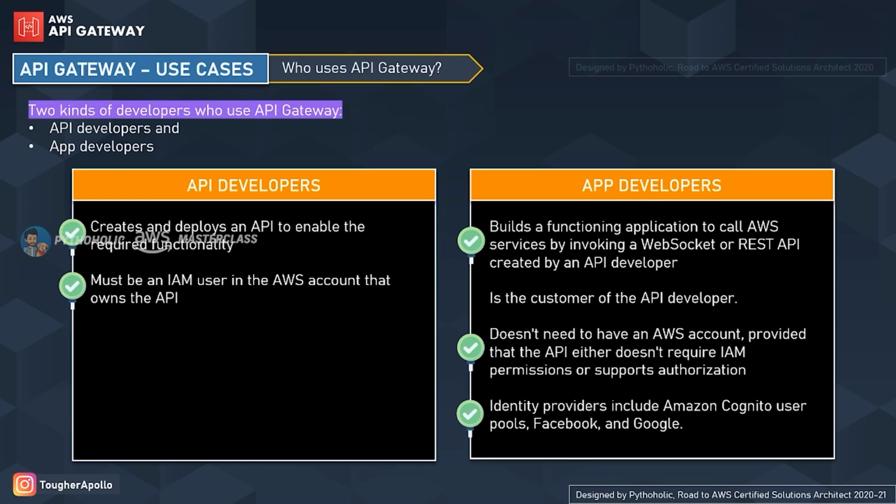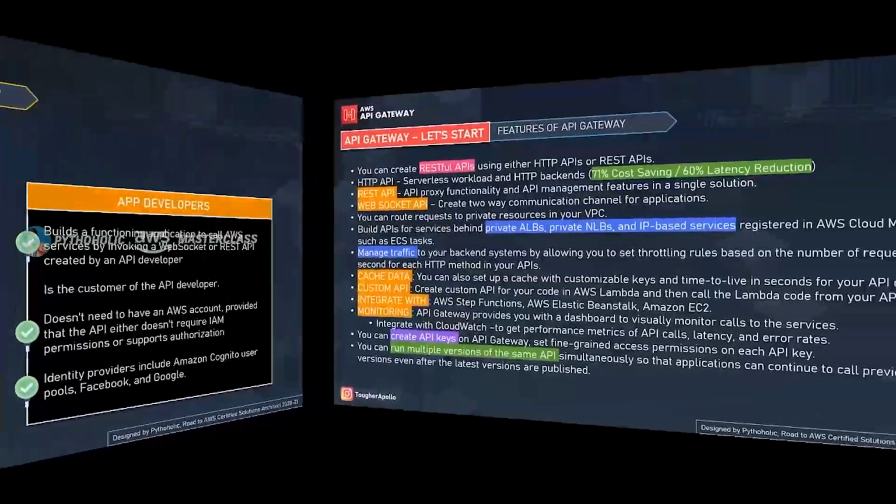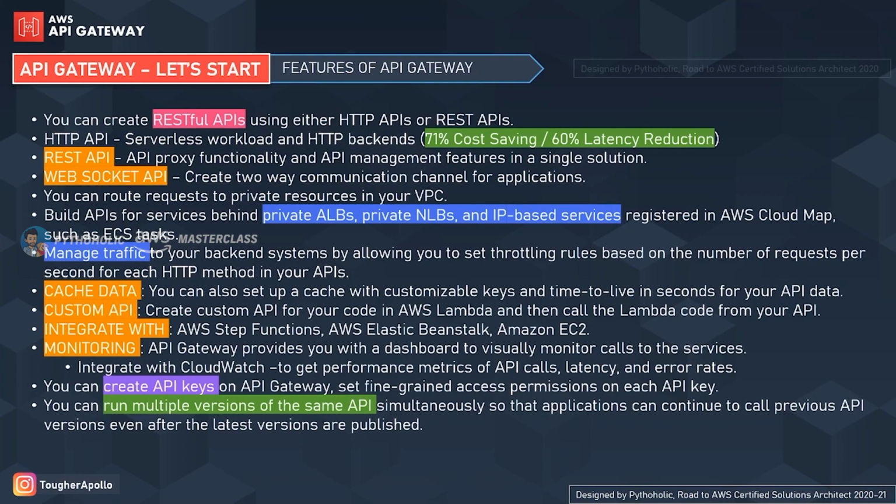Okay, and for the app developers, you can make use of the identity providers as well, which are a lot available in the market, right, which includes Amazon Cognito User Pool or Facebook or Google. So we have already done a lot of praising for API gateways, so let's do some more and let's check some of the most important features of API gateways. Okay, so let's do a recap on things we need to remember.